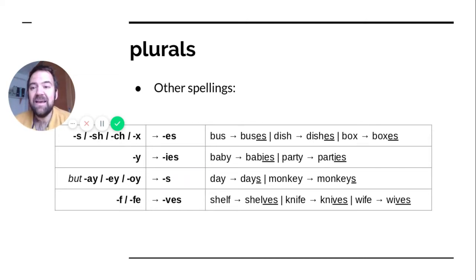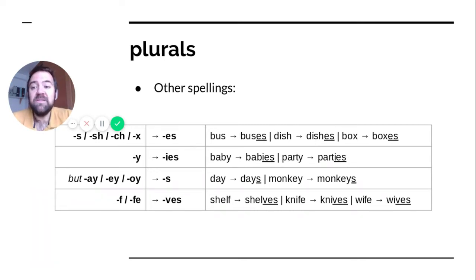And finally, and this one is probably one of the most complicated ones. A lot of you guys, you forget this one. If the word ends in F or FE, we change it for a V, okay? So shelf becomes shelves, knife, knives, wife, wives, wolf, wolves, okay? This one is one of the most complicated ones, but once you learn it, it's pretty straightforward.